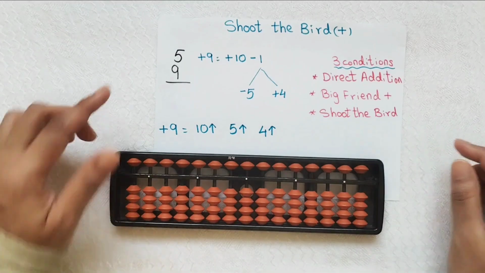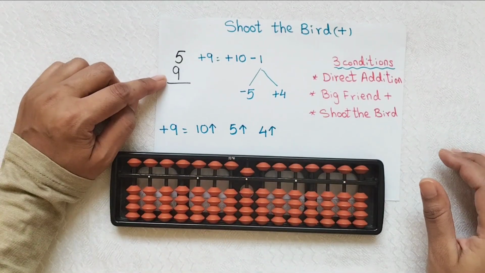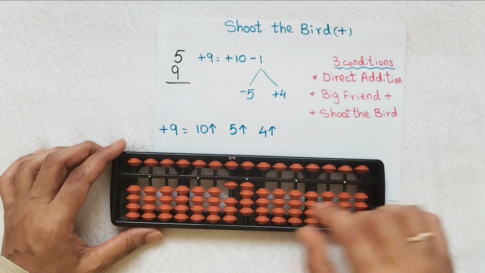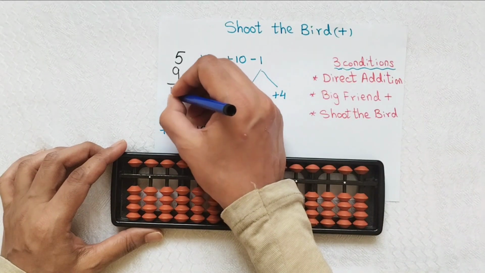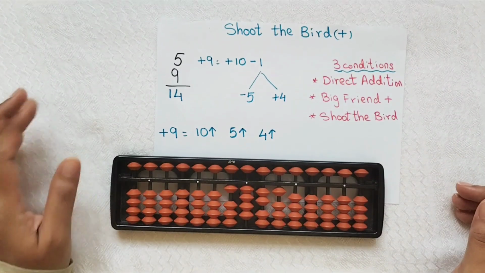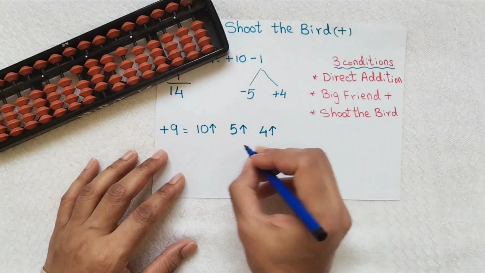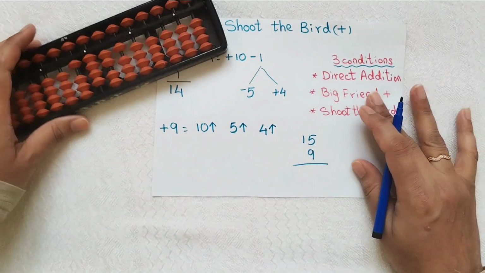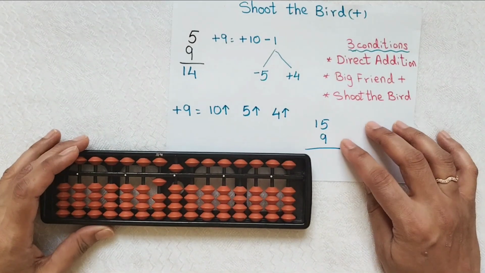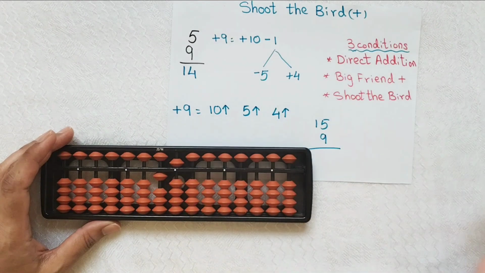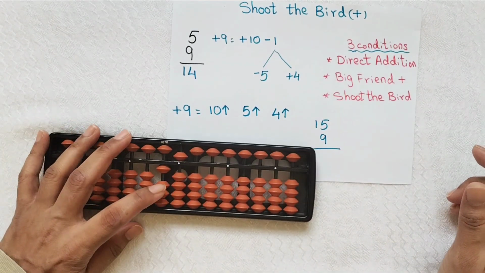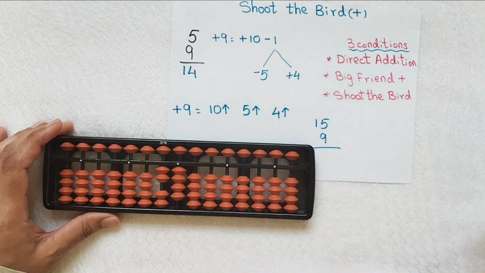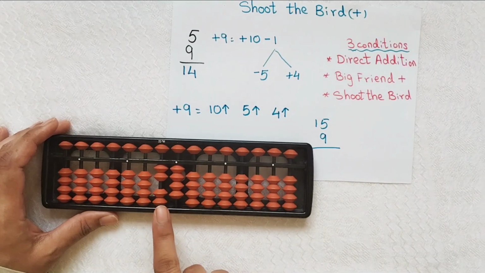Okay, let us do it again. 5. Now plus 9. How will I do plus 9? That is 10 up, 5 up, 4 up. My answer is 14. Now let us solve one more example. 15 plus 9. 15. Now plus 9. Again, how will I do plus 9? Shoot the bird technique, that is 10 up, 5 up, 4 up. My answer is 24.